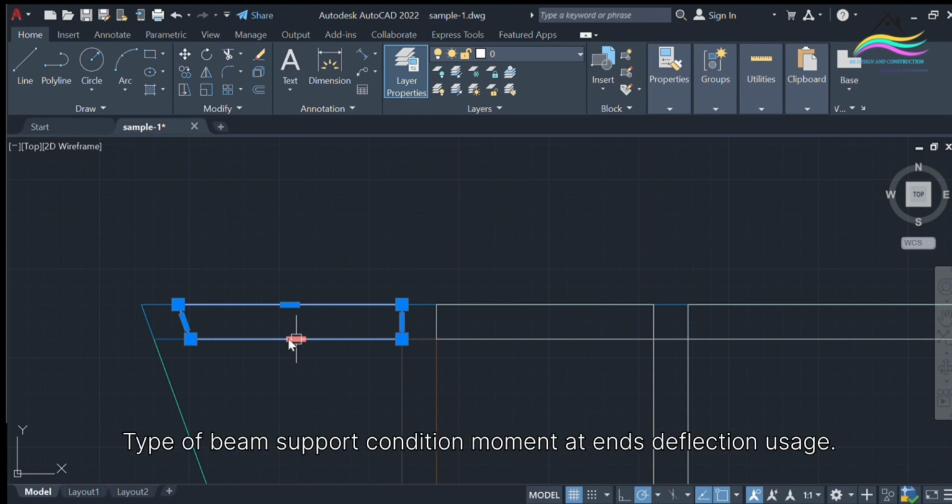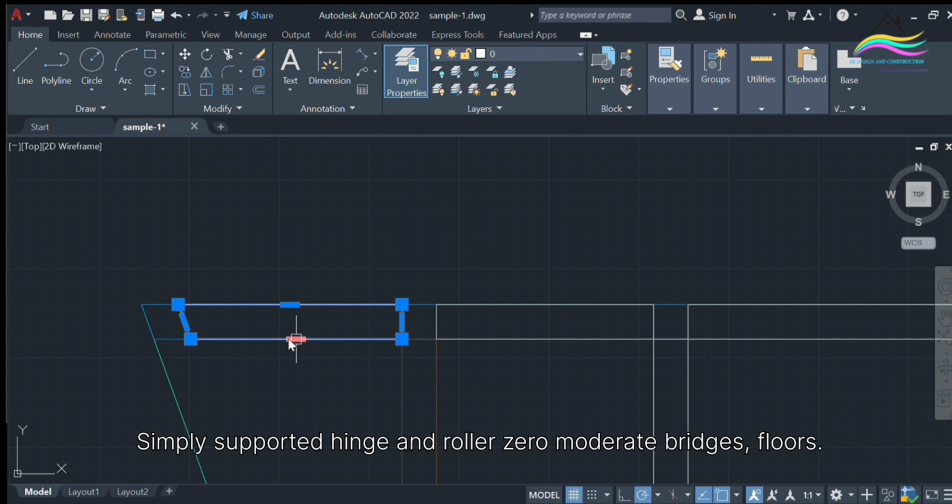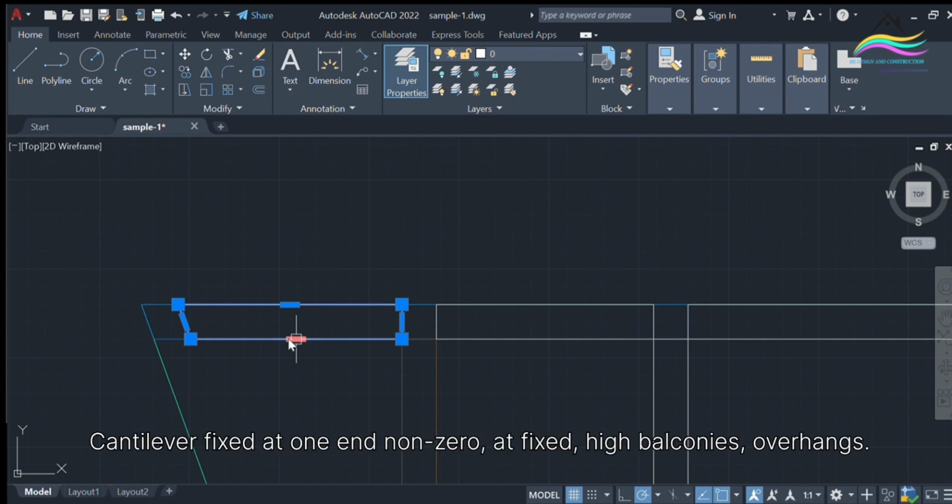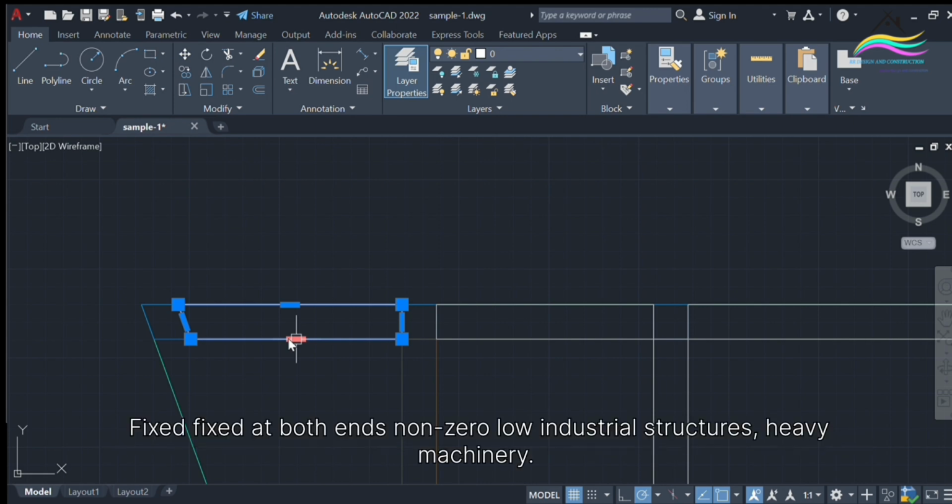Comparison table. Type of beam, support condition, moment at ends, deflection, usage. Simply supported: hinge and roller, zero moment, moderate deflection, used in bridges, floors. Cantilever: fixed at one end, non-zero moment at the fixed end, high deflection, used in balconies, overhangs.